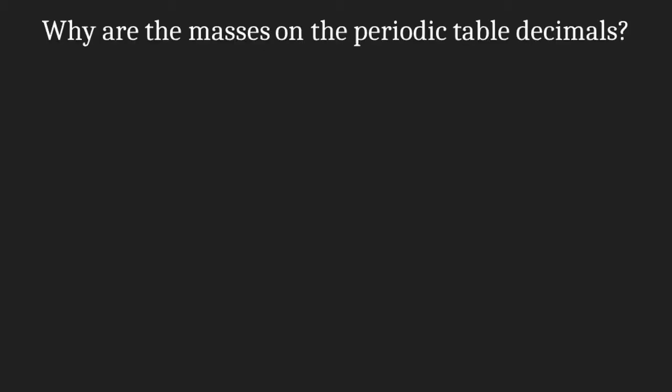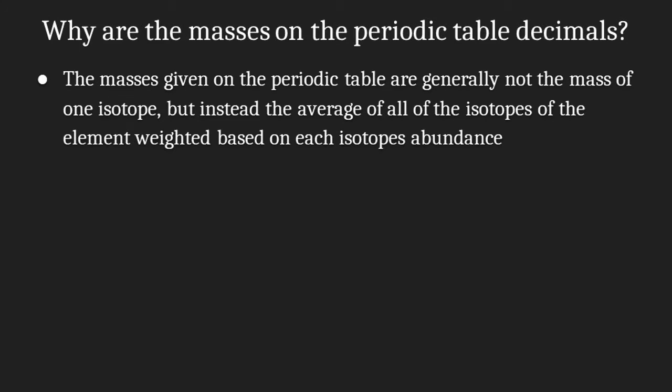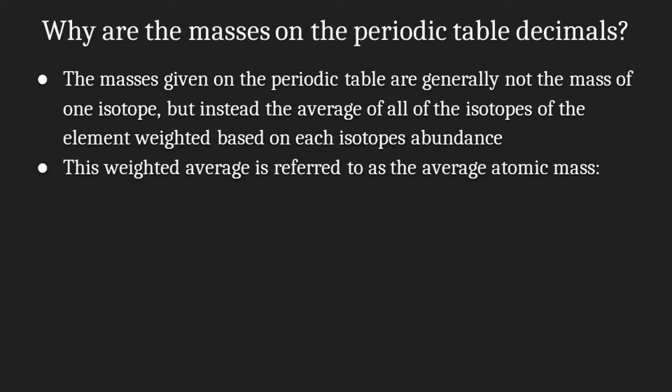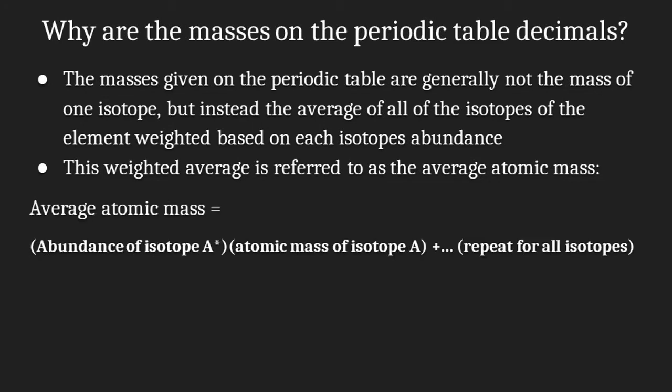So now, this may lead you to the question of if a proton and a neutron are said to have a mass of 1, how the periodic table has decimals, sometimes like 0.5. That's because the masses given on the periodic table are generally not the mass of one isotope, but instead the average of all the isotopes of an element, weighted based on how abundant in nature each isotope is. The weighted average is referred to as the average atomic mass, where we say that the average atomic mass is equal to the abundance of some isotope multiplied by the mass of that isotope, and then we're going to sum up for all other isotopes.